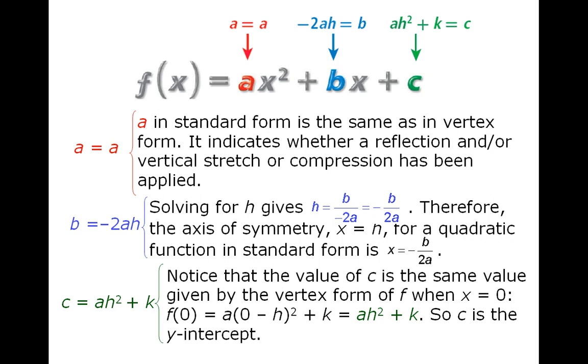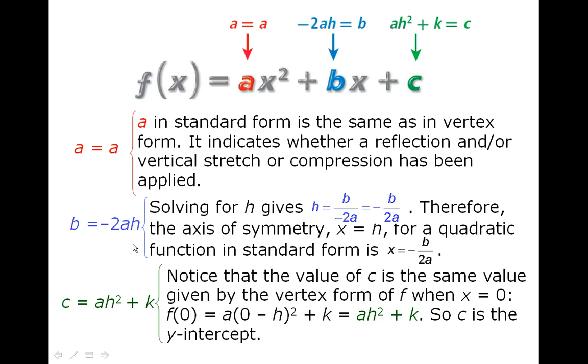So a in standard form is the same as it is in vertex form. It indicates whether a reflection or a vertical stretch or compression has been applied. So a, the number all the way in the front, means the same thing whether in standard form or vertex form. b is equal to -2ah.